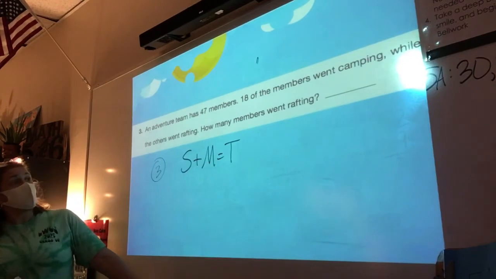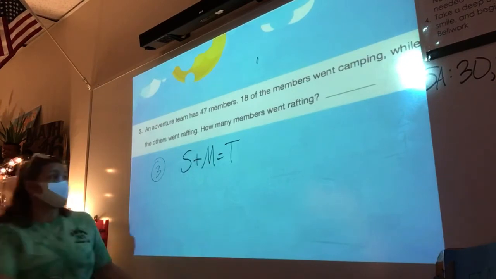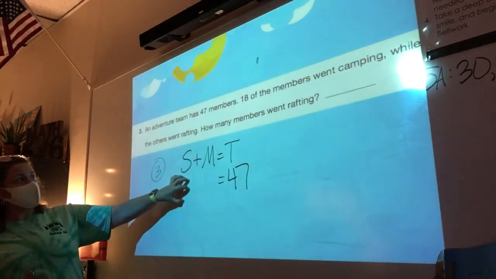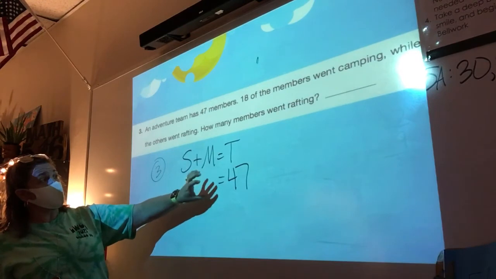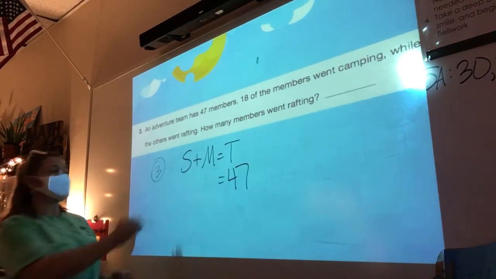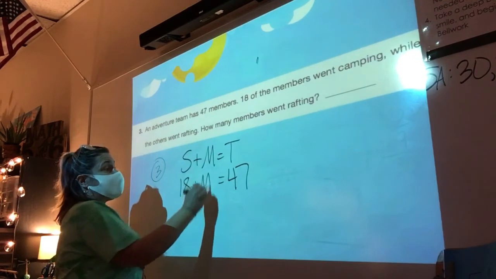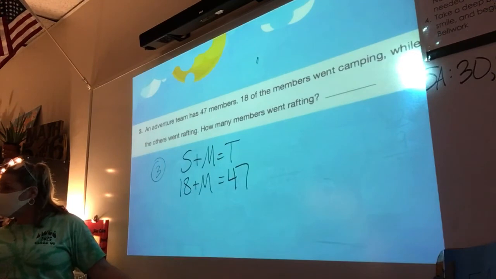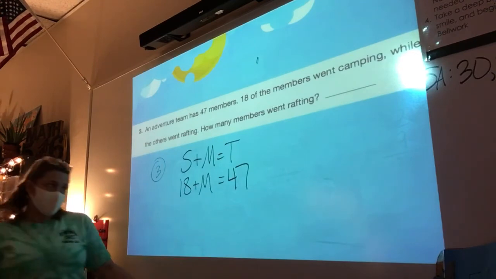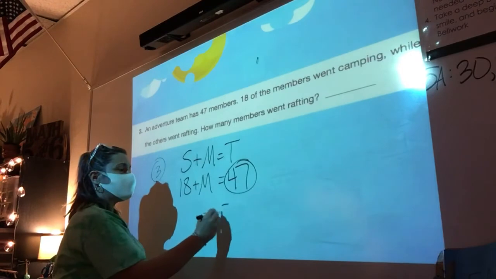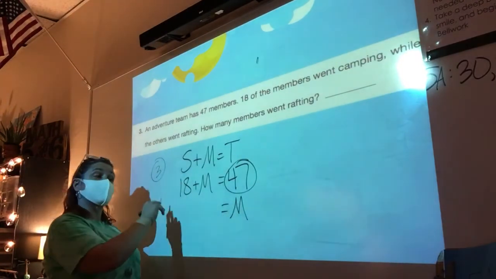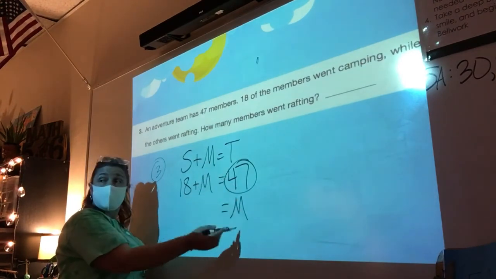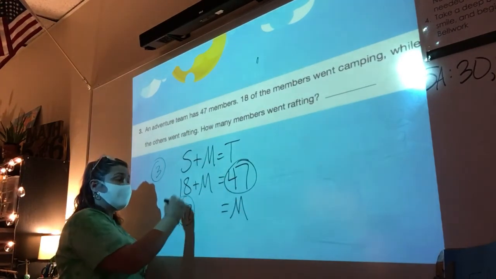Do we know the total people? Yes. What's the total people? 47. There's 47 members. We have one group that did one thing, and one group that did something else. Okay, so 18 went camping. We want to find out how many went rafting. Got it? Who do we circle? The minuend or the sum in this one? Sum, yes. And there is no minuend because it's not a subtraction problem. So we're going to get the M alone. All right, that means it can't be addition because if we're addition, it would equal 47. So we're going to say 47 minus 18.